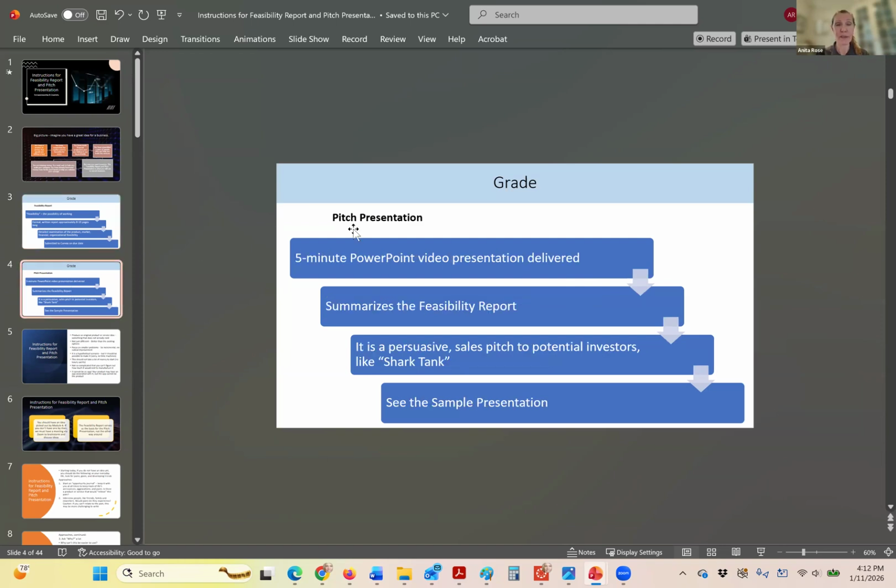So next item here is you will have a 5-minute PowerPoint video presentation that you'll be delivering. That's a separate grade, which summarizes the feasibility report. As I mentioned, it's sort of like a Shark Tank type of pitch, if you will. I have lots of resources for all of this. So please don't think you're doing this right away in module one. This is spread out over the entire term. And I also have a sample feasibility report and a sample presentation for you.